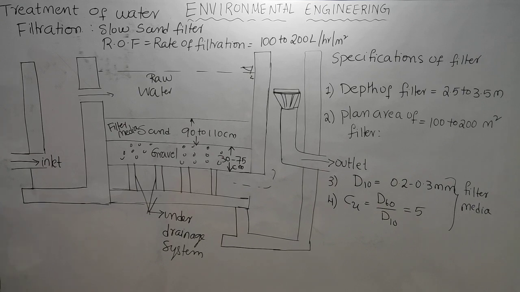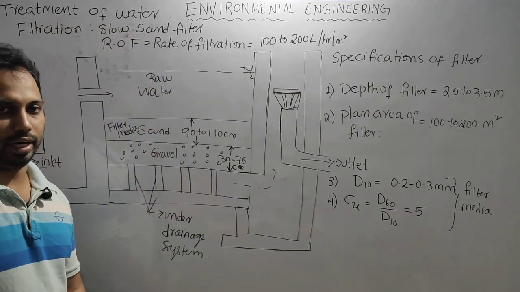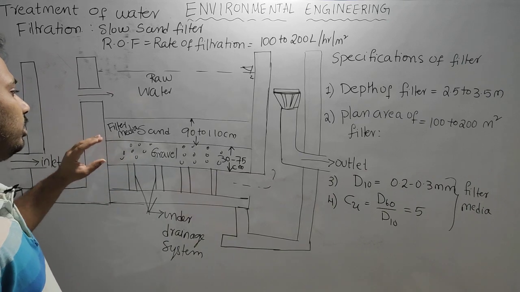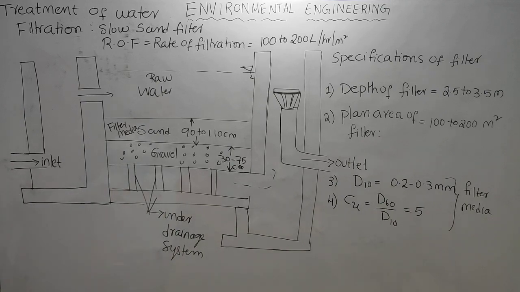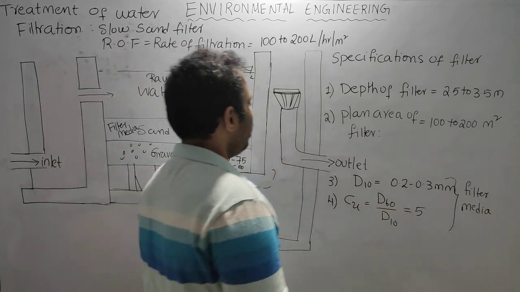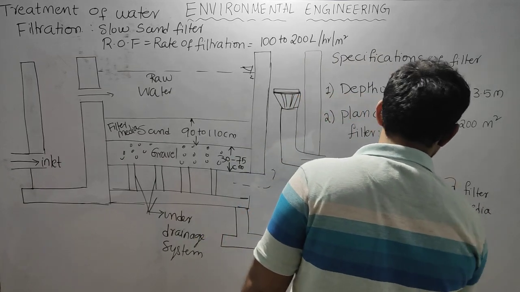Here I already told you the gravel acts like a supporting material only. It does not participate in any kind of filtration operation, whereas in a rapid sand filter, this gravel also takes part in filtration. In a slow sand filter, it does not take any participation in filtration. That is a very, very important point.